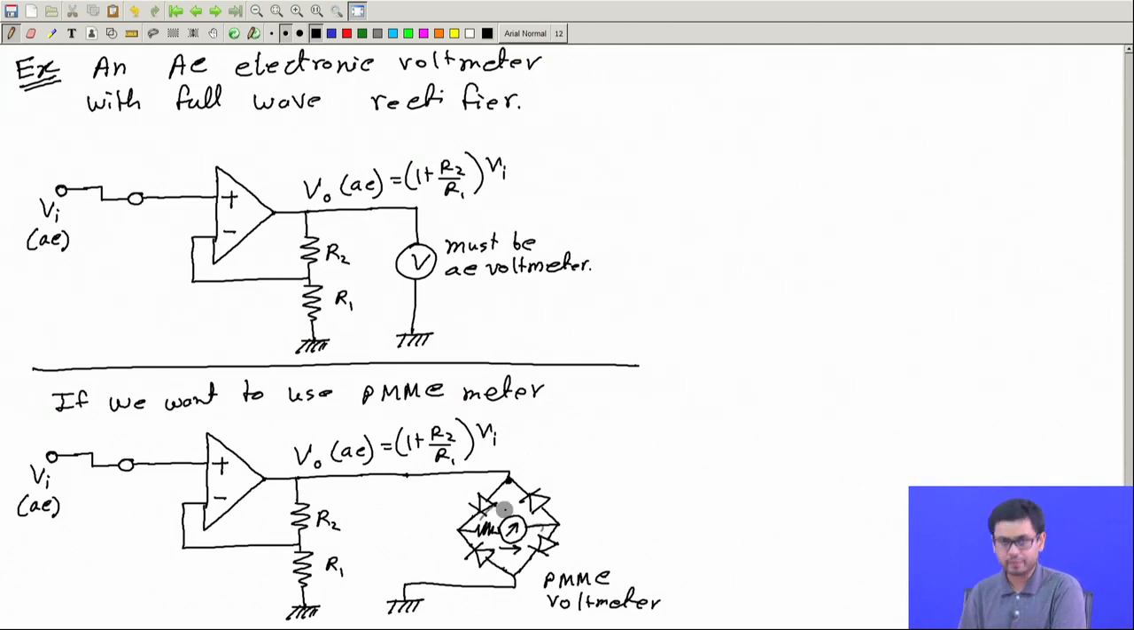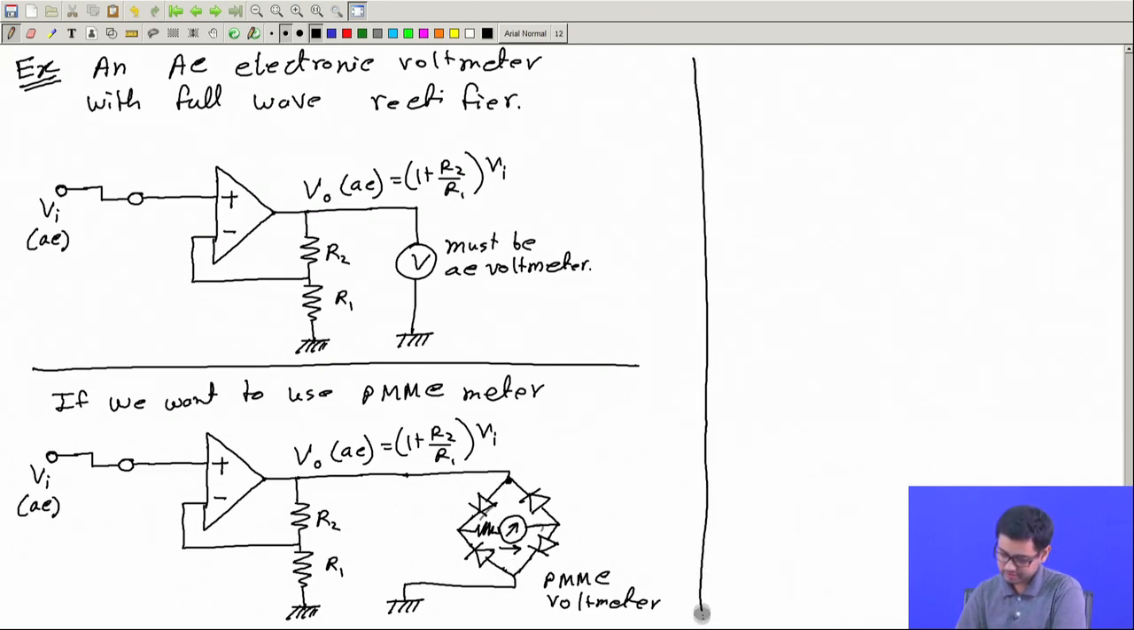But now you observe the small problem in this circuit once again is that the voltage drop across diodes should be taken care into the calculation. Otherwise there will be some drop here. If we ignore that, then the reading that we will get across the meter will be less than what is here. So we will have some error.